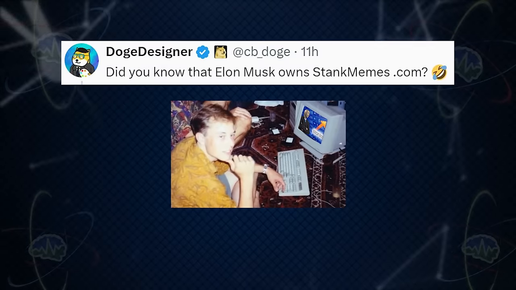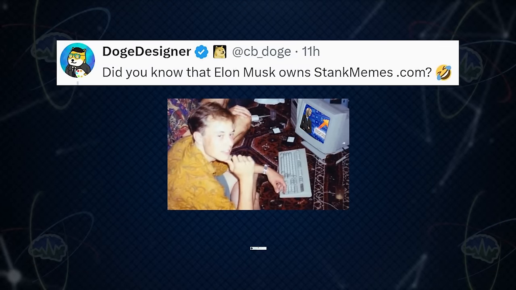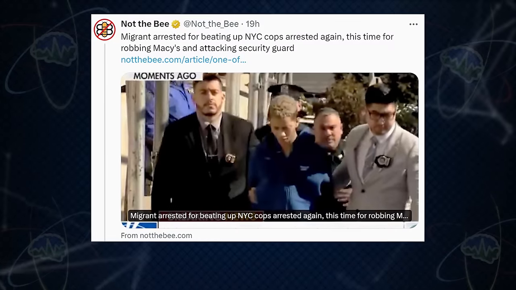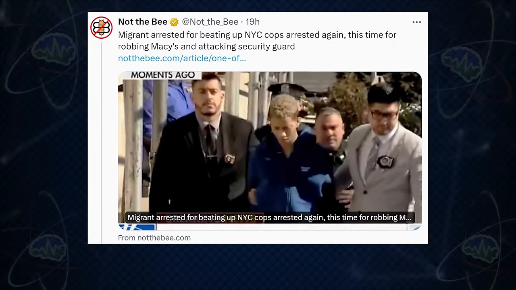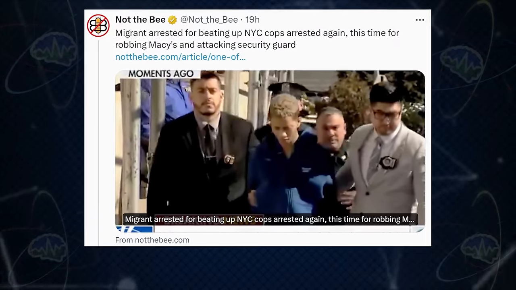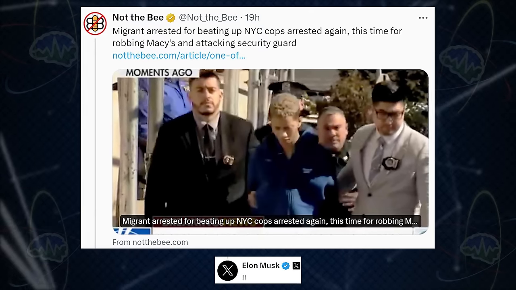And Doge Designer said, "Did you know that Elon Musk owns stankmemes.com?" And Elon says, "Haha, true." Not the Bee says, "Migrant arrested for beating up New York City cops, arrested again, this time for robbing Macy's and attacking the security guard." And Elon gave it the double exclamation points.